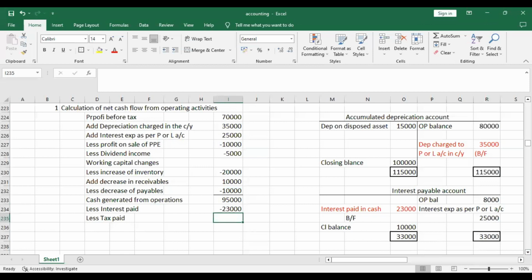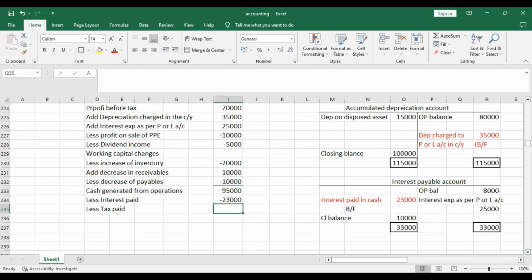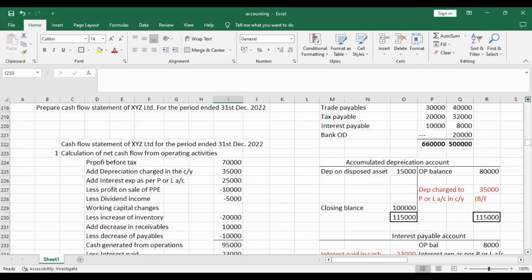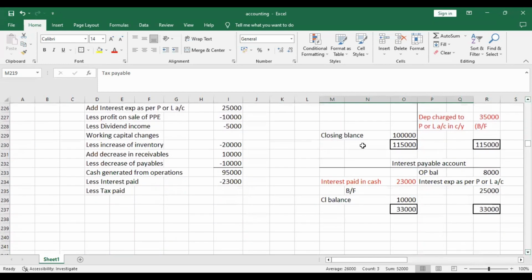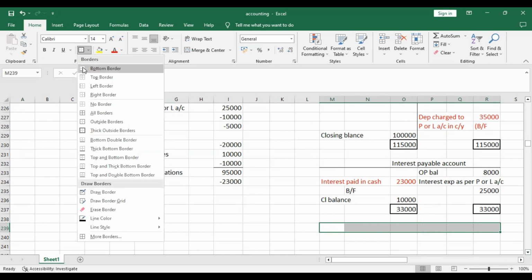Then tax paid. For tax paid also you have to prepare the account, since they have given the opening and closing tax payable balances. Please understand, in the case of tax payable, there can be deferred tax also. In case deferred tax is there, you have to take corporate tax and deferred tax opening balance, and corporate tax and deferred tax closing balance, both for last year and the current year. So now let me prepare a small T account to calculate how much tax has been paid.